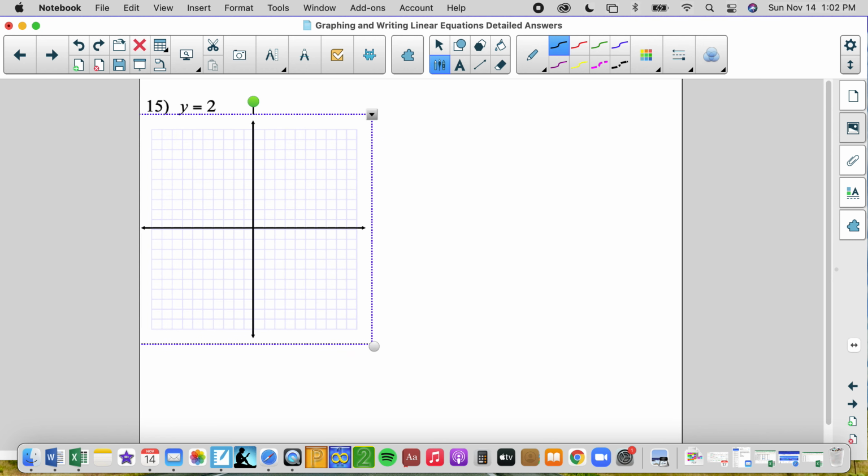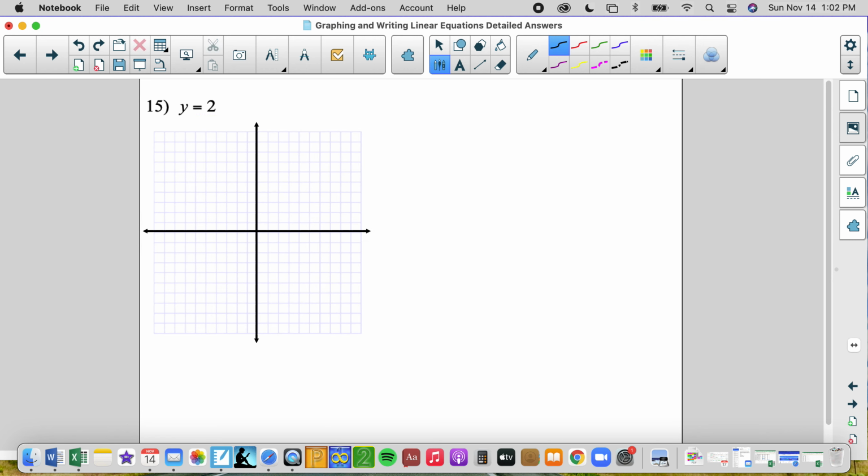Hey, I notice that this only has one variable. So what is that in point slope? Point slope, that's going to look like this, and it's going to be 0 slope. And I'm pretty sure it's going to be that. No, that's not what it's going to be. How would we write that in point slope? It would be that.